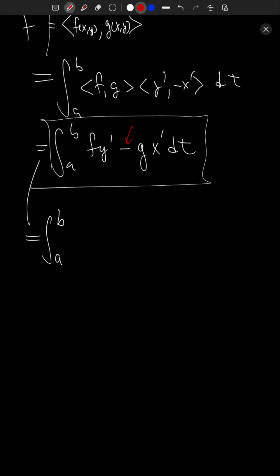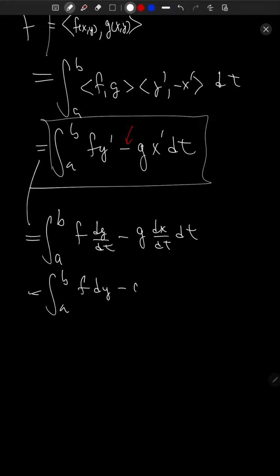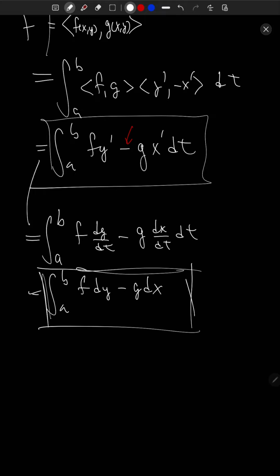Okay, in any case, this leads us to notation. F y prime is the same as F dy/dt, and then minus G dx/dt, dt. And again, we could write this, as just notation, as F dy minus G dx.